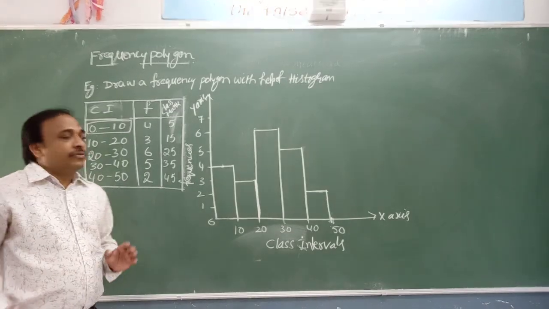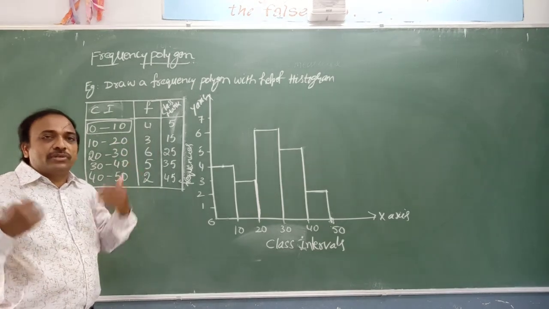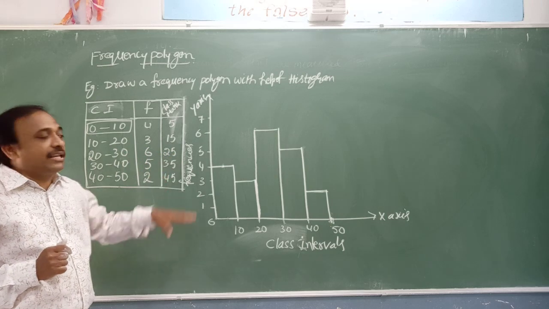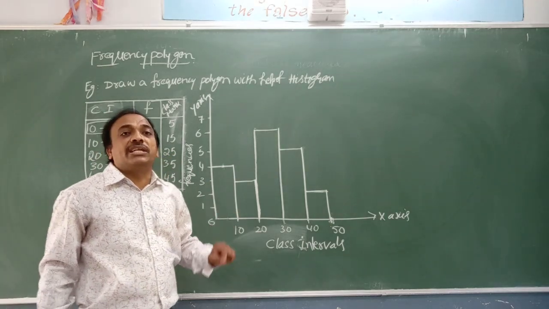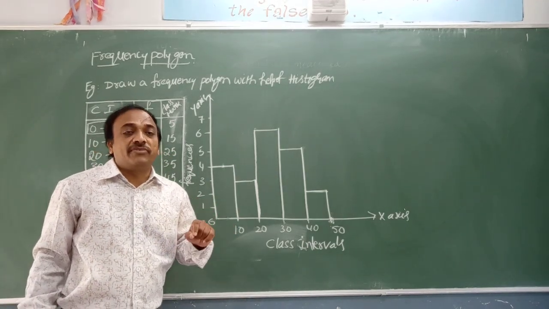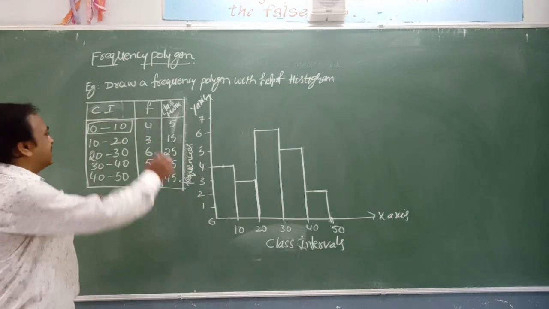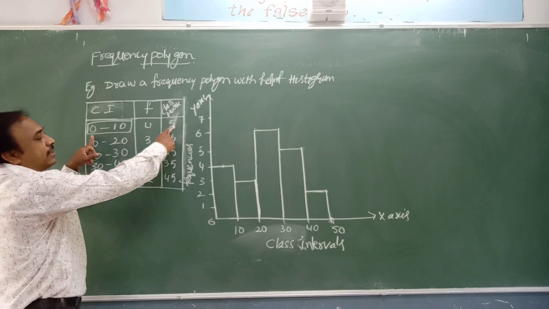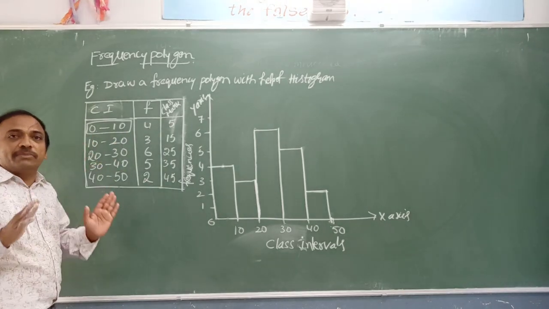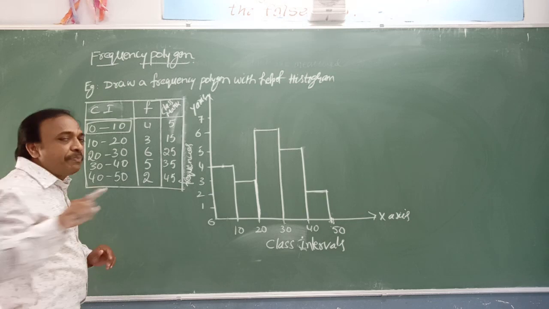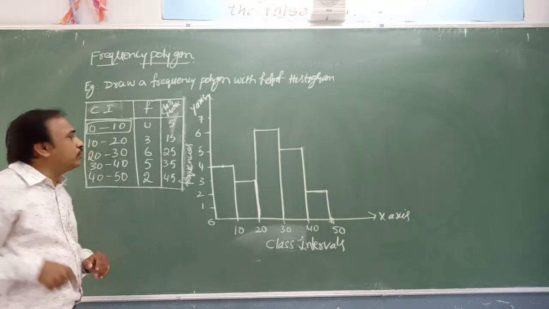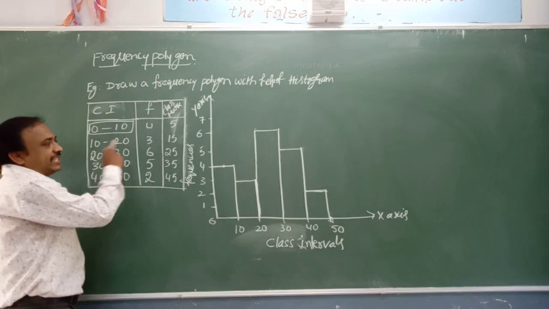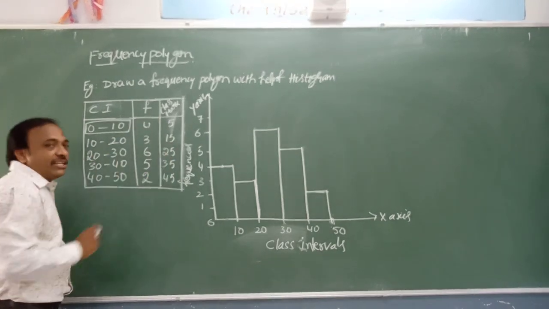We need to calculate the mid values, the class marks of each class interval, when we are representing a frequency polygon with the help of a histogram. See here 0 to 10: the midpoint, the class mark, is 5. How to calculate the class mark? Lower limit plus upper limit by 2. So 0 plus 10 by 2 is 5. For 10 to 20, 30 by 2 is 15. These are the mid values.